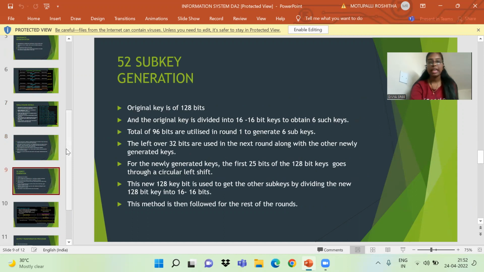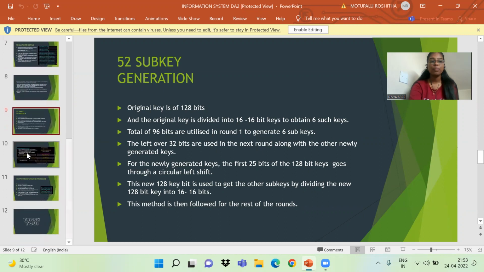Next thing is 52 subkey generation. As we have discussed earlier, the original key is of 128 bits and it is divided into 16-bit subkeys, to obtain 6 such keys for each and every round. Totally, 96 bits are utilized in round 1 to generate the subkeys. So in this 128 bits, only these 96 bits are used and we are left over with 32 bits. These 32 bits are unused bits, so these bits are used in the next round along with the newly generated keys.